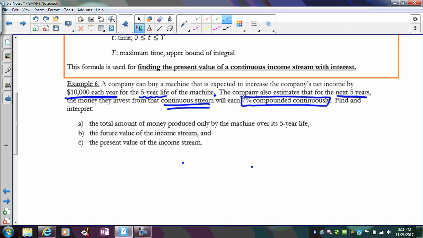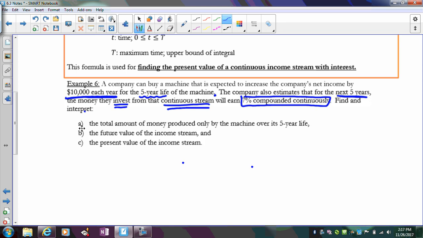and then we want to find and interpret these different things. So basically, there are different situations. The company can get $10,000 a year for just the machine, but if they invest that money, so that's key here, then they can earn 7%. So now we have continuous money flow with interest versus continuous money flow without interest. So there are two scenarios here.